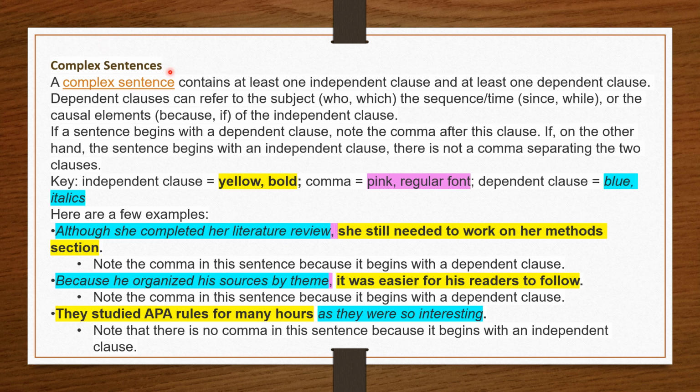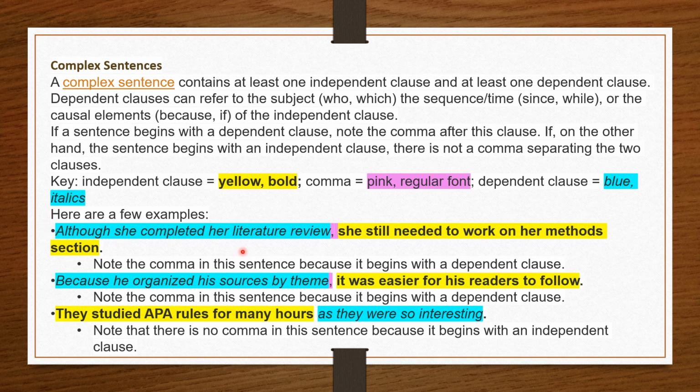Complex sentences. A complex sentence contains at least one independent clause and at least one dependent clause. Dependent clauses can refer to the subject, the sequence, time, or the causal elements of the independent clause. If a sentence begins with a dependent clause, we have to put a comma after this clause. And if, on the other hand, the sentence begins with an independent clause, there is no comma separating the two clauses. So let's move to the examples.